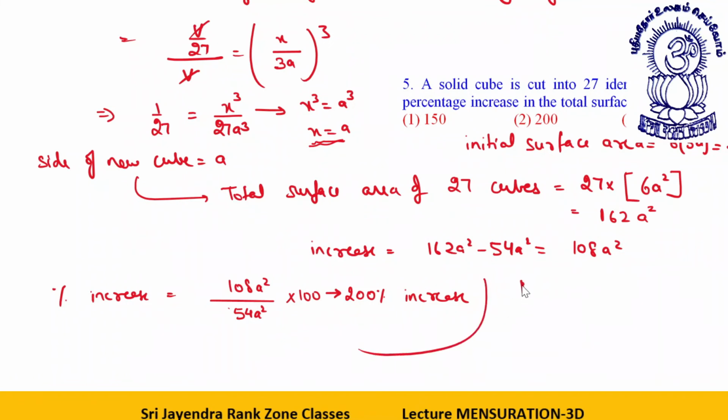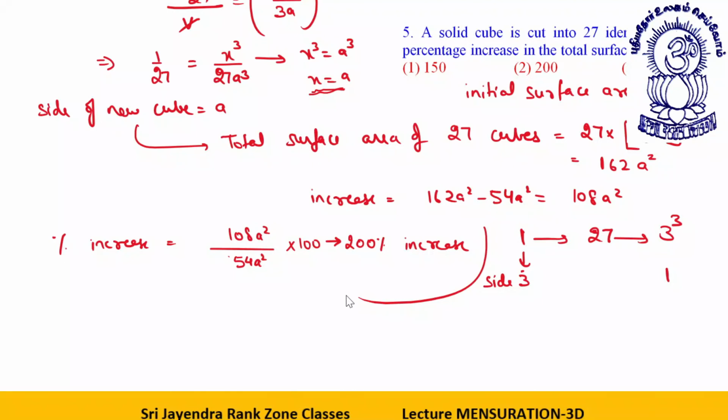See, if one cube is broken into 27 cubes, 27 means what? 3 cube. So what will happen? If the side of this initial cube is 3, the side of the final cube will be 1. Getting it?